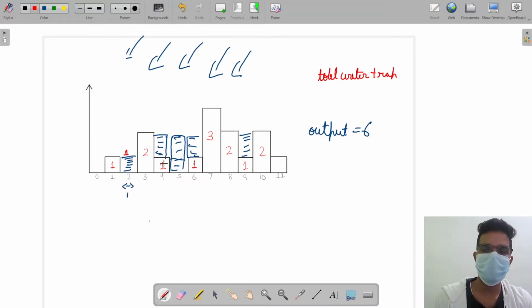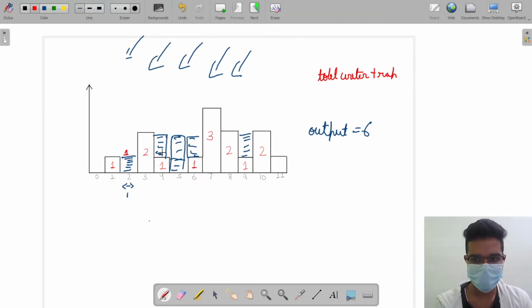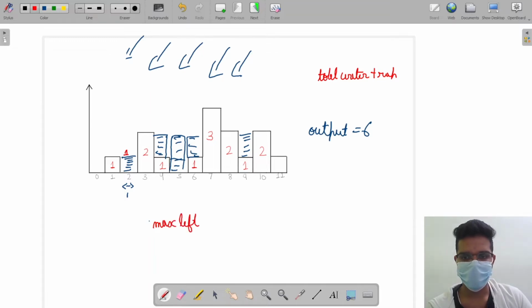Now let's talk about the fourth index. Here, how much water is getting trapped? As we can see, its left max is 2 and its right max is 3. So whatever is less, we take 2 as the max, minus your height. My height is already 1. So this indicates that you can store 2 units of water, but I already have 1 height. So can I write this formula? Max left and max right.